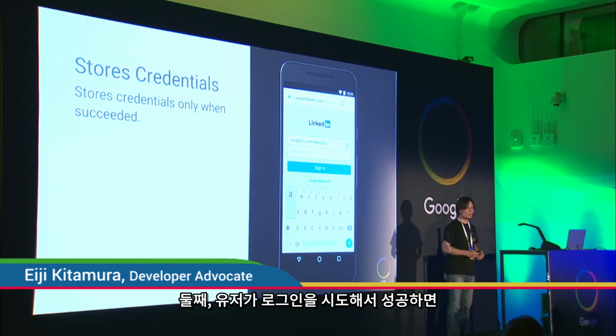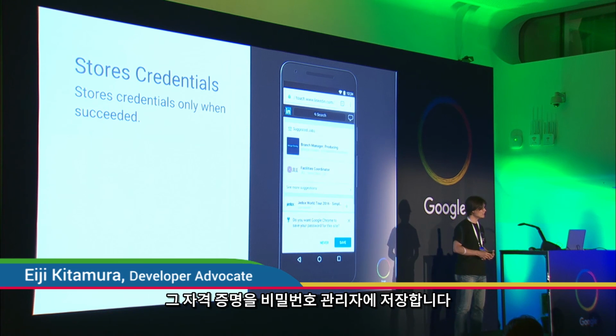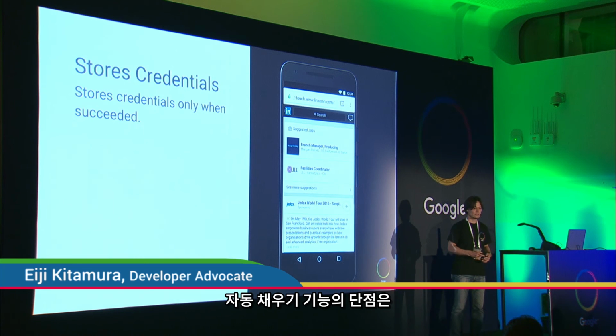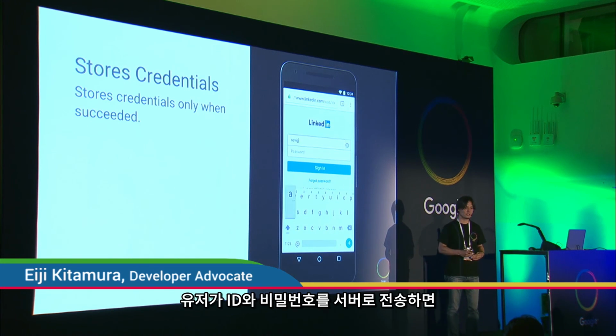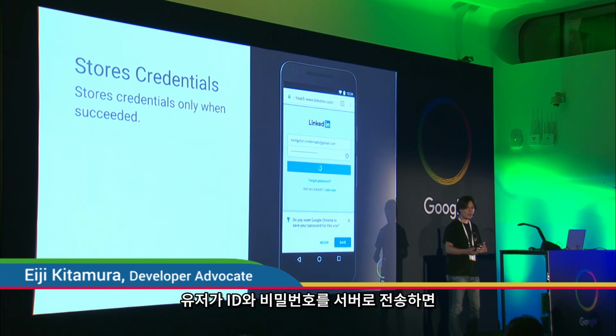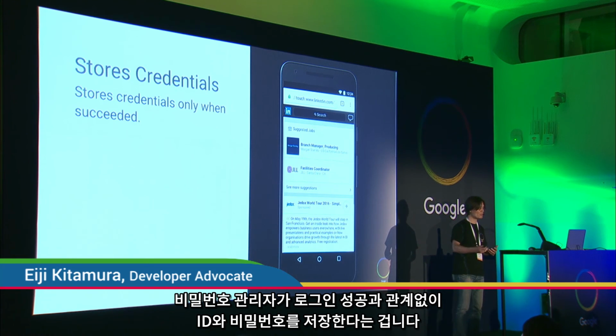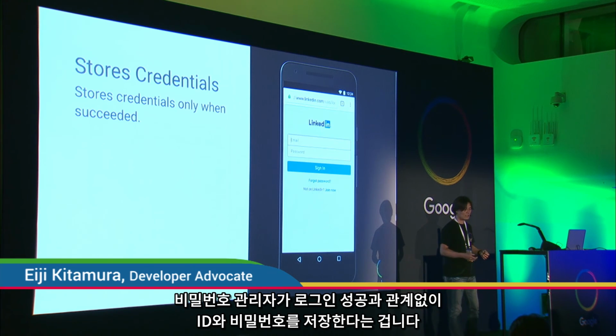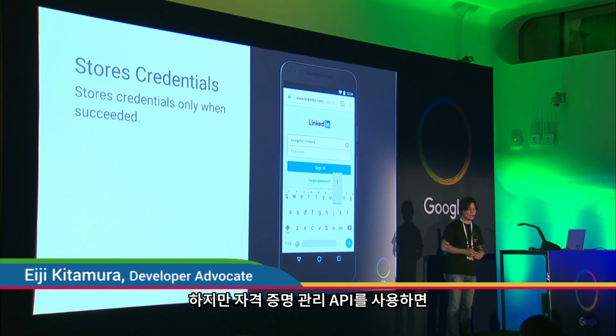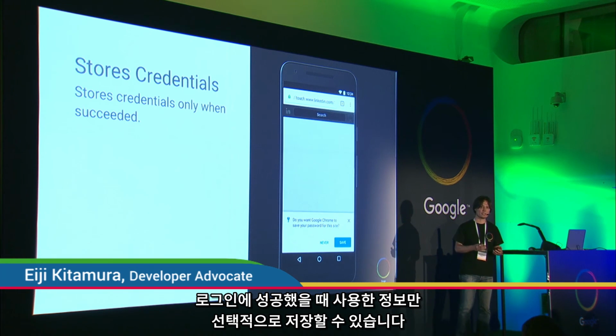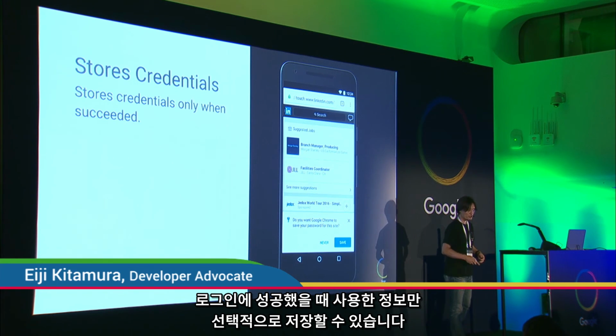Also, when the user is trying to sign in and it succeeds, you can store those credentials into the password manager. The downside of using the autofill feature is that it detects when you submit ID and password to the server. The password manager, regardless of whether it's successful or not, will try to save the ID and password. But by using the Credential Management API, you can selectively use a successful sign-in to store the information.